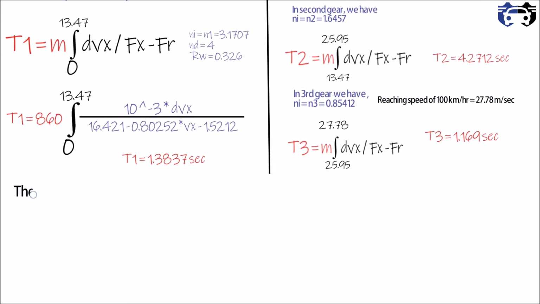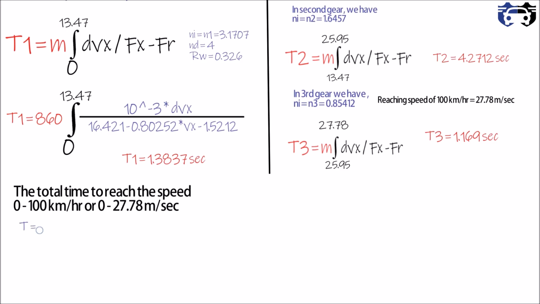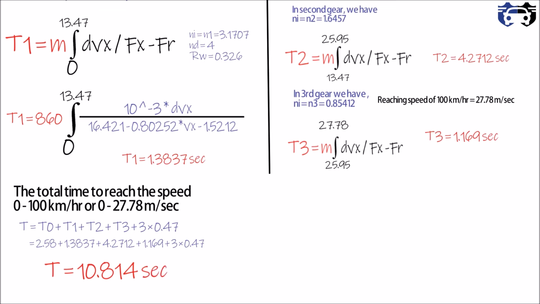So, the total time to reach the speed from 0 to 100 km per hour, or 0 to 27.78 meter per second, is given by T equals T0 plus T1 plus T2 plus T3 plus 3 times 0.47. On putting all the values, we get time equals 10.814 seconds, and this is the total time to reach the speed from 0 to 100 km per hour. So, just by knowing the power performance function of the engine and the gearbox ratios, you can calculate the minimum time required by the car to reach a particular speed.